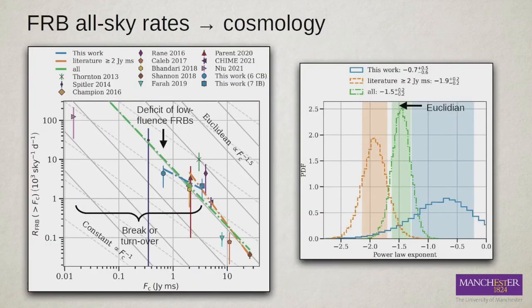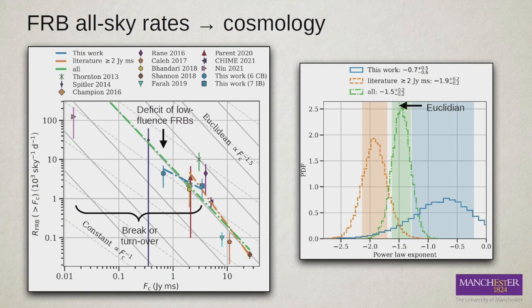So what can we do with these all-sky rates? We can already do some limited cosmology, and this is what I want to show you here. I show the inferred FRB all-sky rate against the limiting fluence for various surveys, and the MeerTRAP data points are the blue ones here. And the nice thing is that we have these two independent surveys going on at the same time. So we have a nice lever arm here.